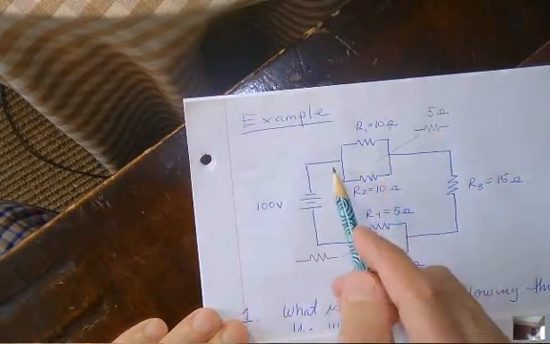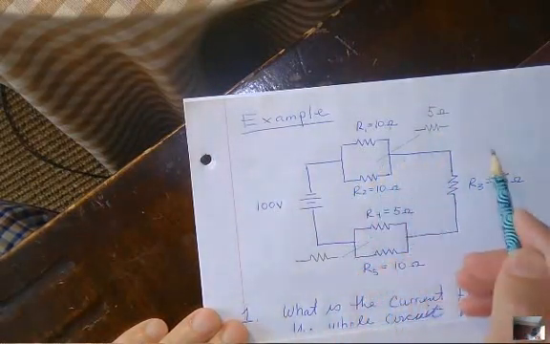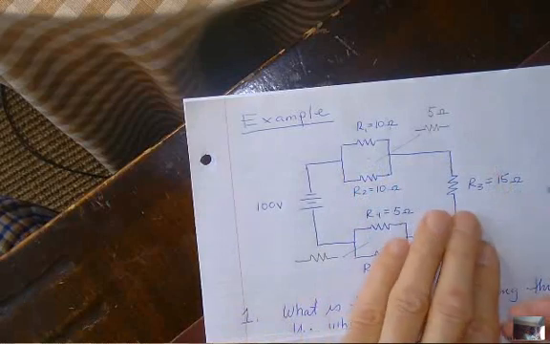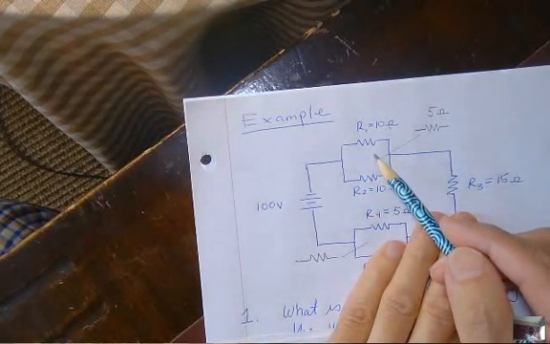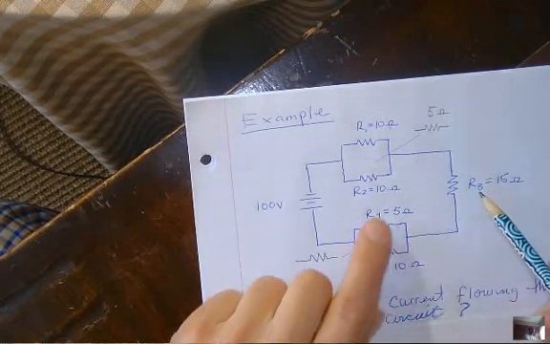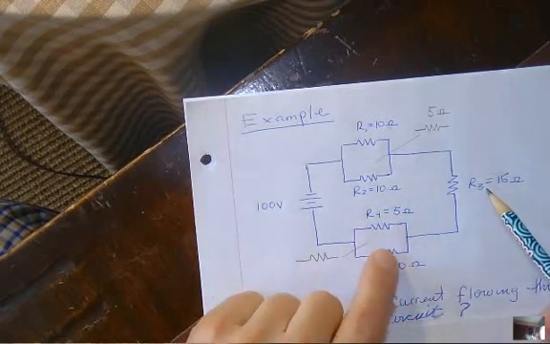So when I'm coming around, it's like I had a 5 over here and a 15 over here. So when I get to here, 5 plus 15 is 20. Why? Because when they're in series, I just add them up. Okay, now I have to replace these two with an equivalent.